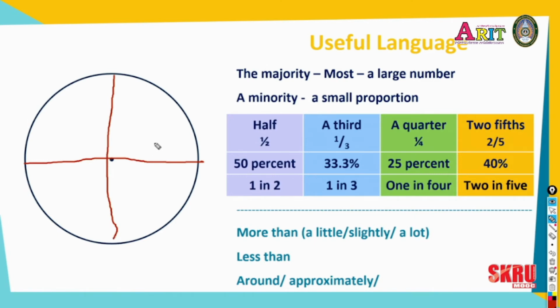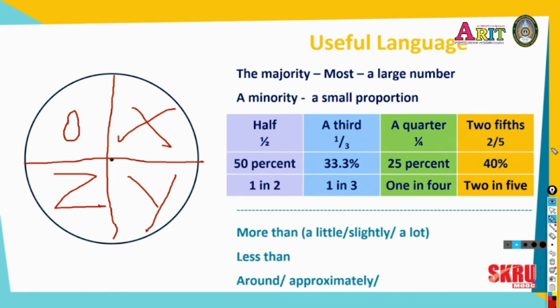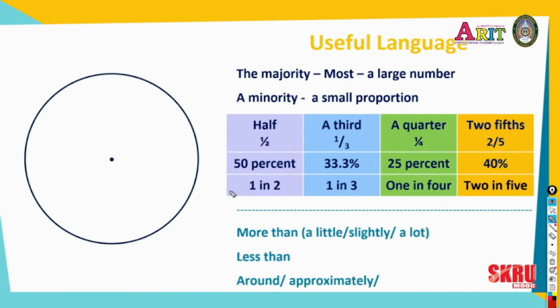Forgive my rough drawing, but you get the idea. 1 in 4 people are X, 1 in 4 people are Y, 1 in 4 people are Z, and 1 in 4 are something else, other. 2/5. So again, another way of representing the portions.